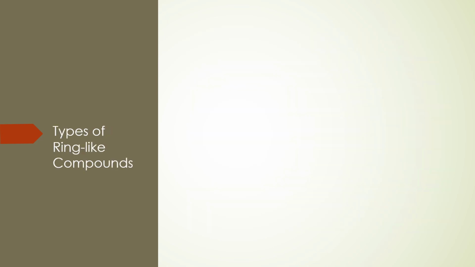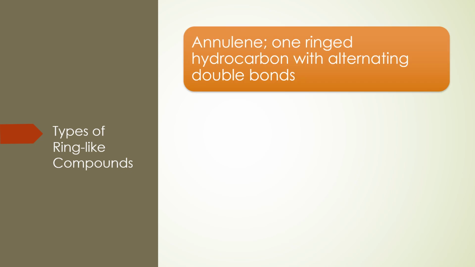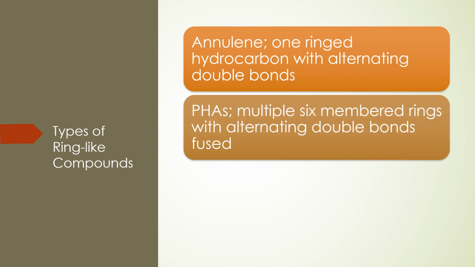Let's look at a few types of ring-based compounds. Hydrocarbons with a single ring that has alternating double bonds are called annulenes. They are easily named by putting the number of pi electrons in brackets, followed by annulene. If there are multiple 6-membered rings with alternating double bonds fused into one compound, you have a PAH. As the number of rings in a compound increases, so does the number of resonance structures.